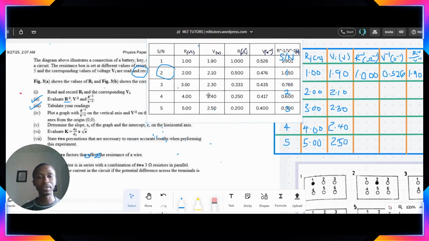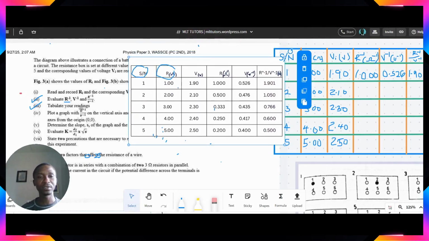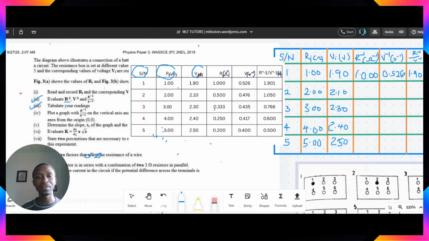Take a look at that. According to the question, you are supposed to get R first. Then the corresponding value of V, we have them here, which are gotten from figure 3B. Then R inverse, that is 1 over your R, V inverse, that is 1 over your V, then R inverse over the V inverse. And this is what you shall come up with. So we are done with the table.